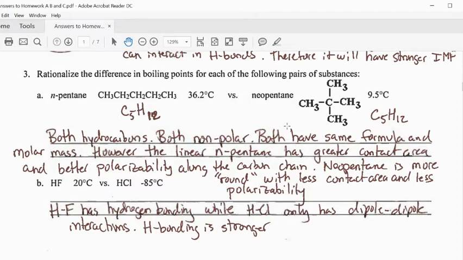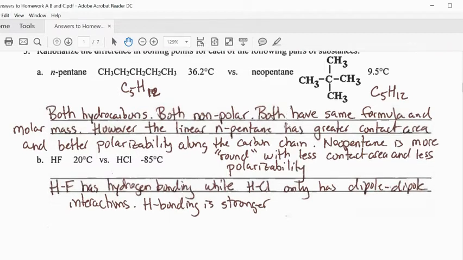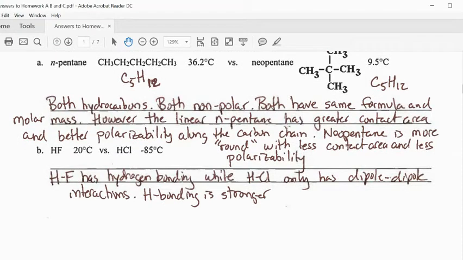So it must be the shape of the molecules. The linear shape of the n-pentane allows for the electrons to be shifted a long distance away from their home. That shifting is called polarization; it's saying it's polarized. Whereas with the other one, there's not a large distance the electrons can travel, and they would shift back a lot sooner. In B, we have HF versus HCl.